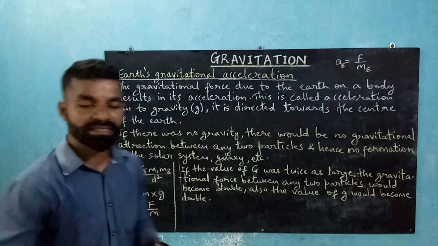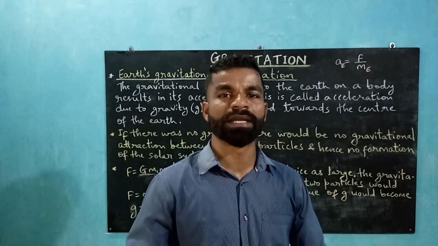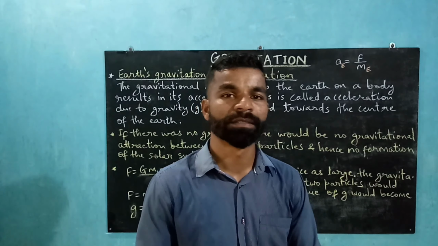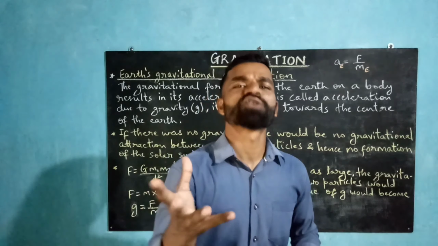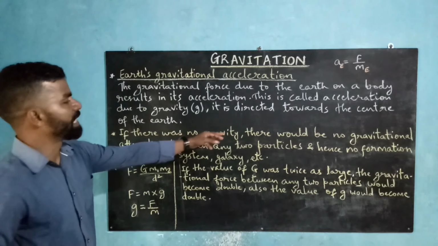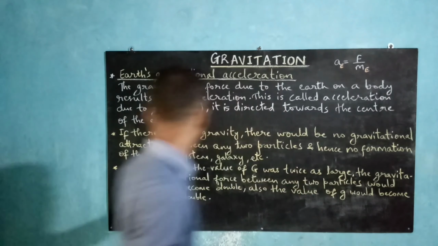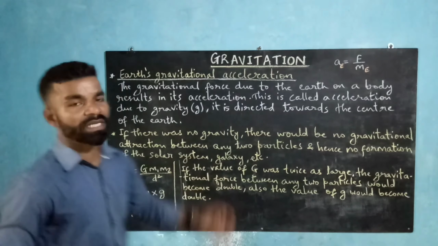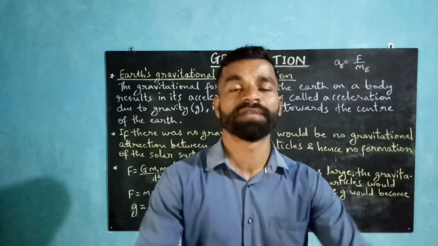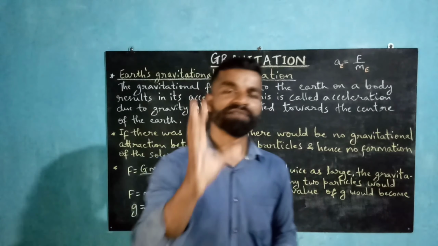Now next, there is a question asked in your textbook. The question is, what will happen if there is no gravity? The answer is very simple. If there is no gravity, there would have been no force of attraction between the particles. There would have been no gravitational attraction between any two particles, and hence no formation of the solar system or the galaxy would have taken place. It is the gravitational force of the heavenly bodies which is giving a proper shape to the universe or the solar system.